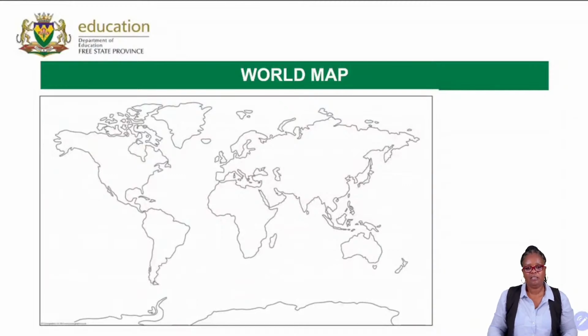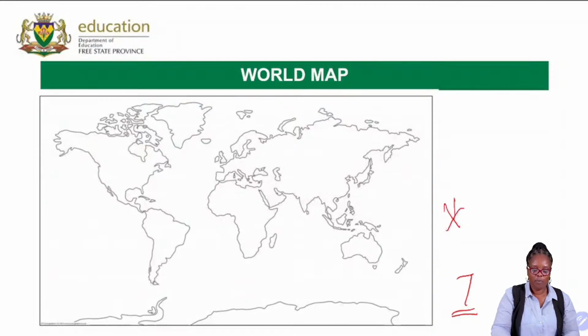So you need to identify all the continents. And how many continents do we have? You still remember? We have 7. We have 7 continents. So make sure that you plot them on this blank map. Then you'll know exactly where to find your icons.